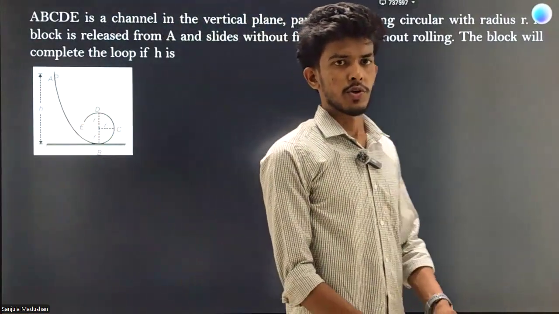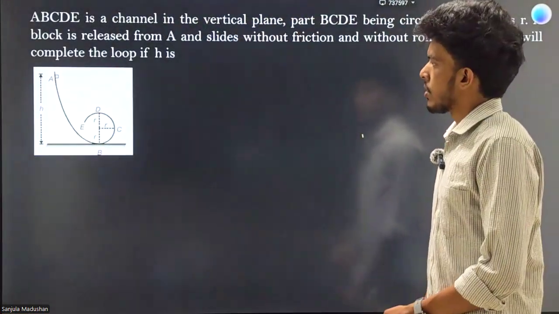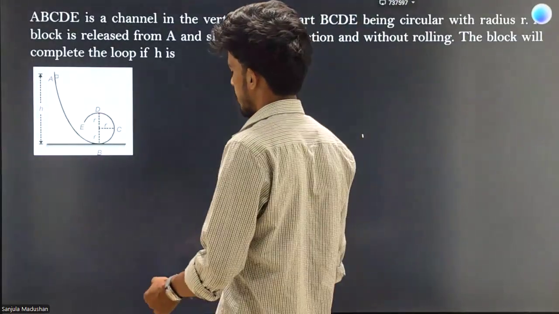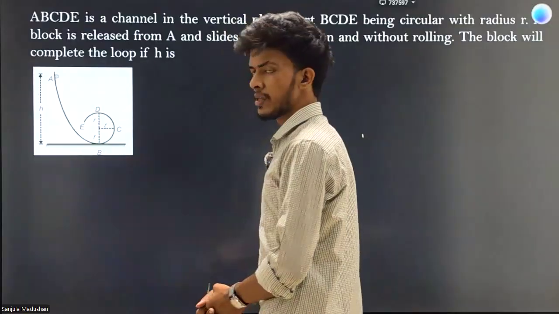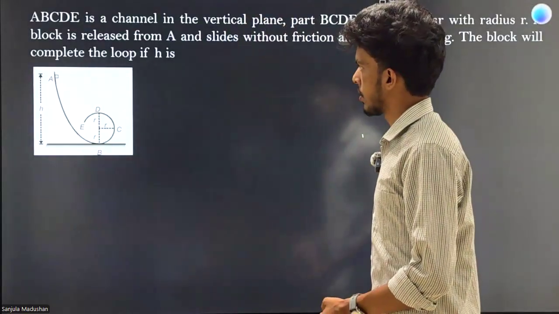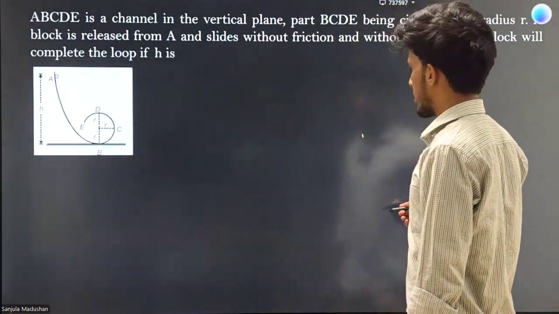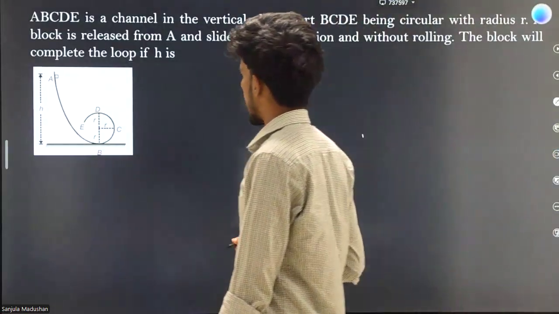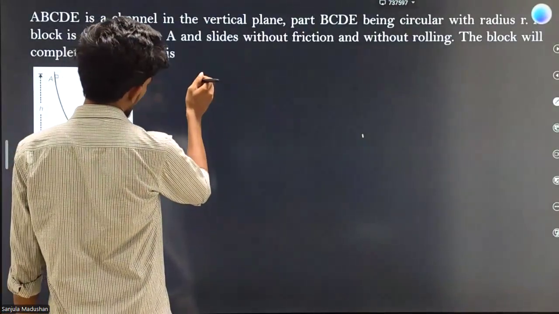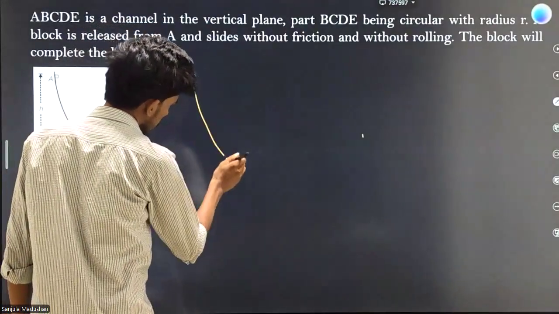Let's move to the next question. This question is based on mechanical energy conservation and vertical circular motion. To be clear, let me draw this diagram again. So the diagram includes a path like this.